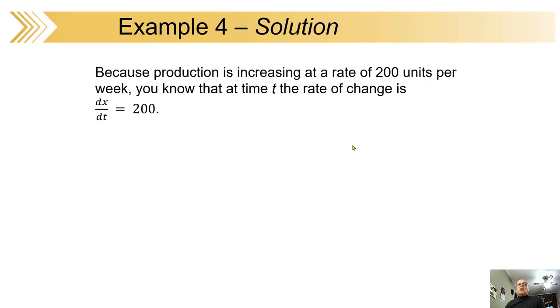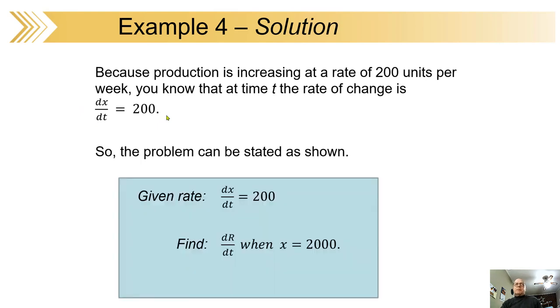Now, you already know that your production is going up 200 units per week. These are the units. T is going to be in weeks. So dx/dt is one of those things you're going to write in a box somewhere, because when you do your differentiation, all that work, dx/dt is going to be in there somewhere, and you're going to need to replace it by a 200 to get your particular result. So here you go. The given rate is dx/dt is 200.